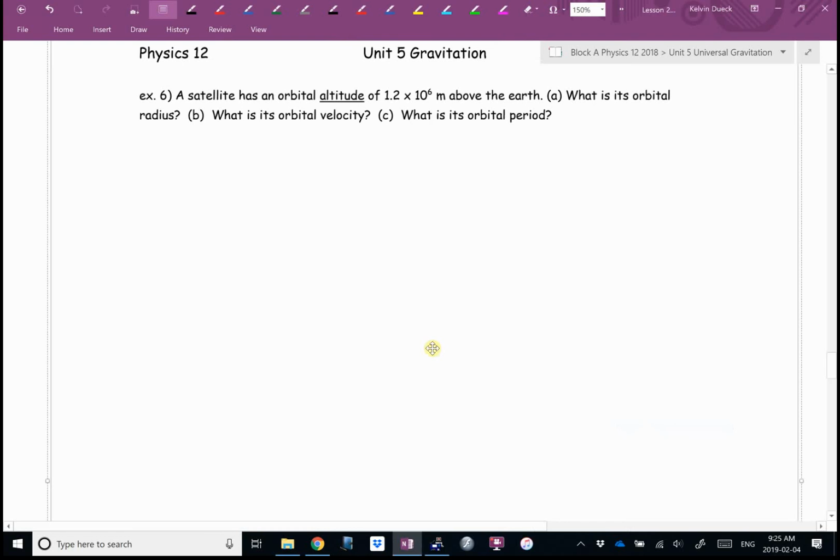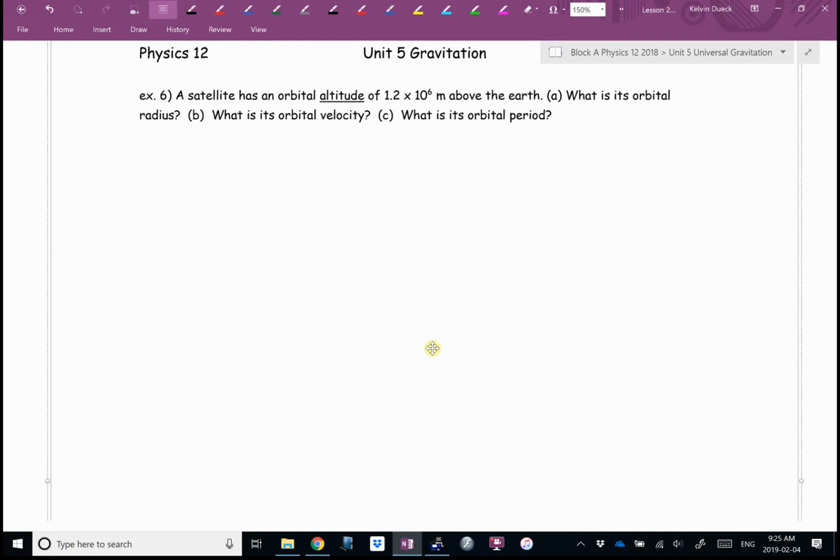Example 6, I like example 6. Example 6 is a nice question. I've said to you that there are 4 things: orbital speed, orbital radius, orbital period, and altitude. If I give you one, you can find the other 3. So now I'm going to give you a little altitude.